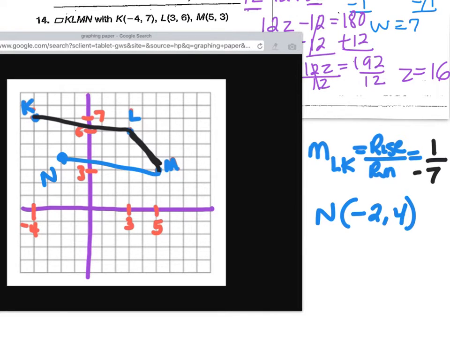And when you connect those points, you're going to have your parallelogram. So therefore, KL is parallel to MN. And also, if you do it from LM, it's going to be the same, parallel to KN.